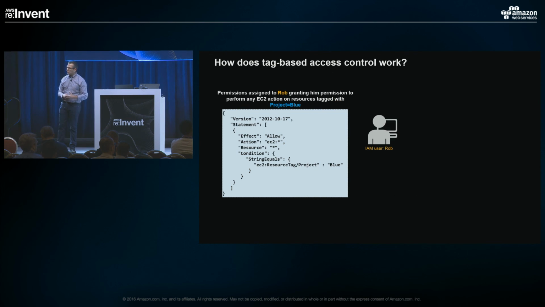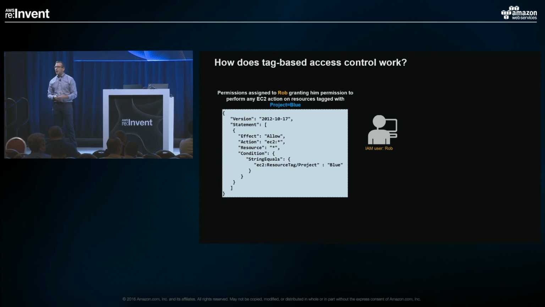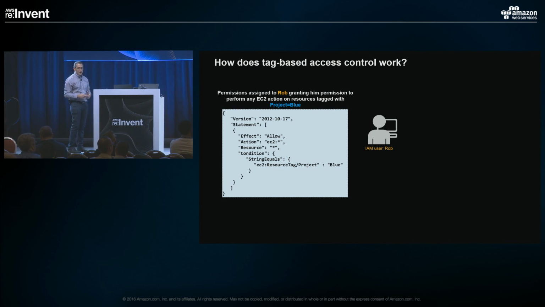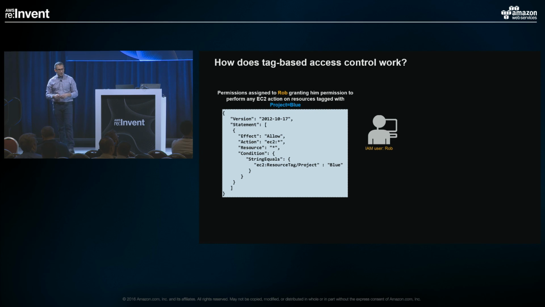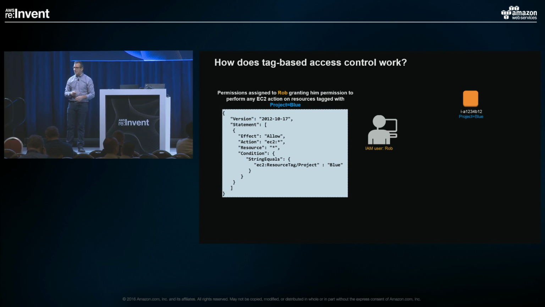So how do tags work? You author a policy. That's an example of it. This one provides access to EC2 on one condition: that the resource must be tagged with project blue. So Rob, let's say you created an instance in your account, and Rob has access to it. And you create another instance, and you give Rob access to it.